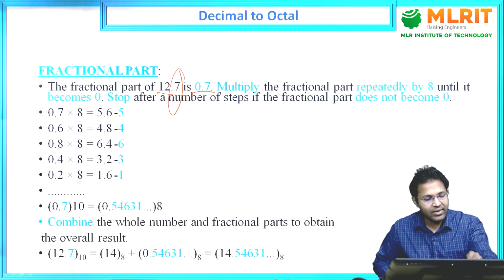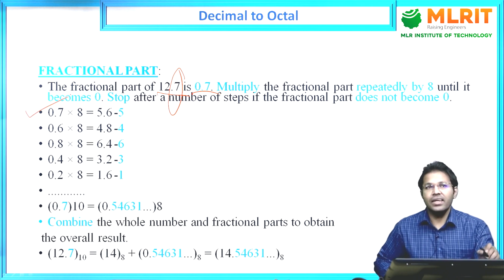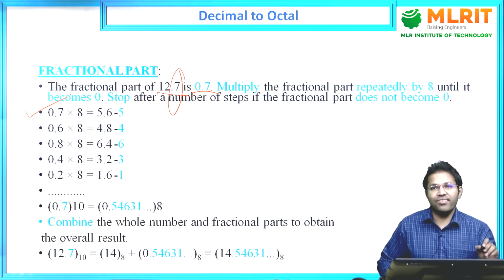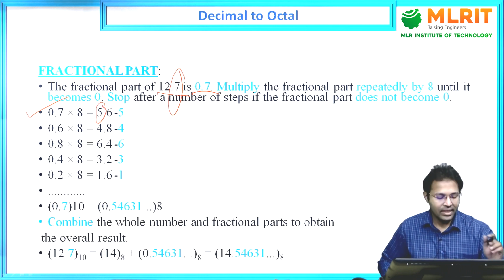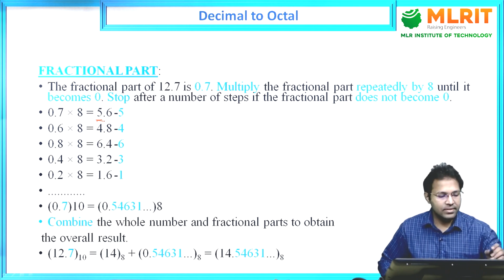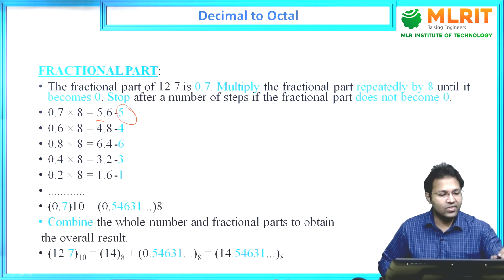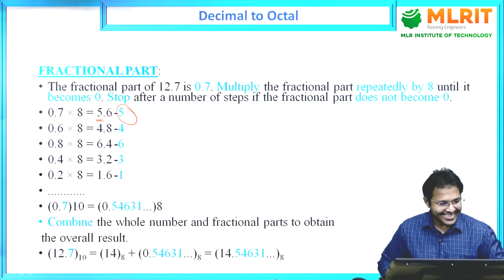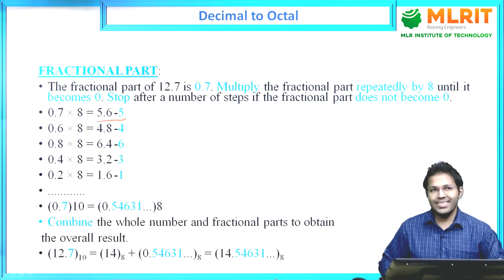So take 0.7 out of the 12.7. If you multiply by 8, 0.7 into 8 gives us 5.6. Take out the non-fractional part, which is 5, the value to the left of the point, and write that down here. It is as good as doing 5.6 minus 5. So what remains? 0.6 remains.